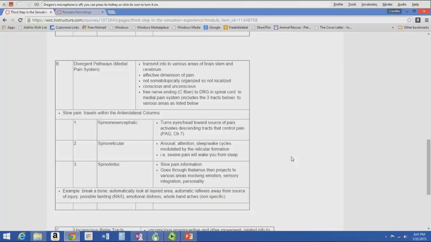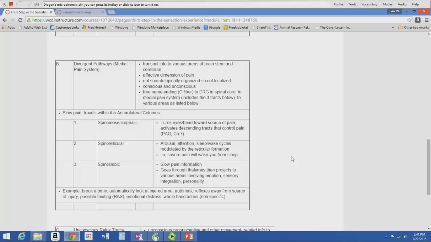Usually if you stub your toe, right away you feel like, bam, I stubbed my big toe. You know exactly where it is. It's fast. It gets there fast. Later on, the whole foot is throbbing. It's more diffuse. You don't have a localized location of the pain. Okay, so that's why it's not localized, because it's not organized somatotopically like the fast pain system.